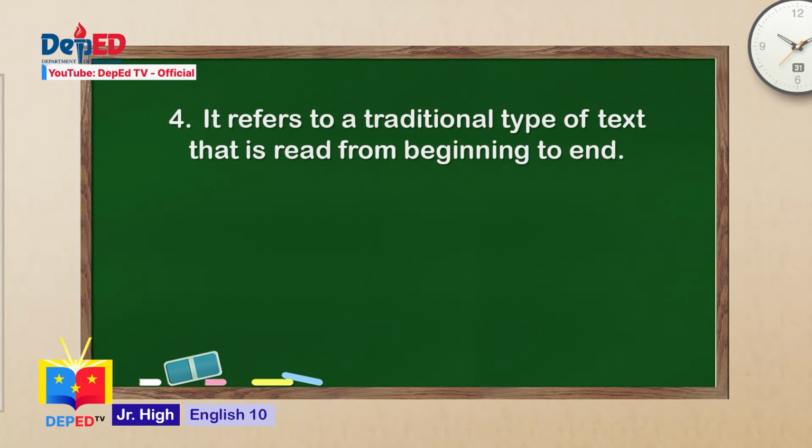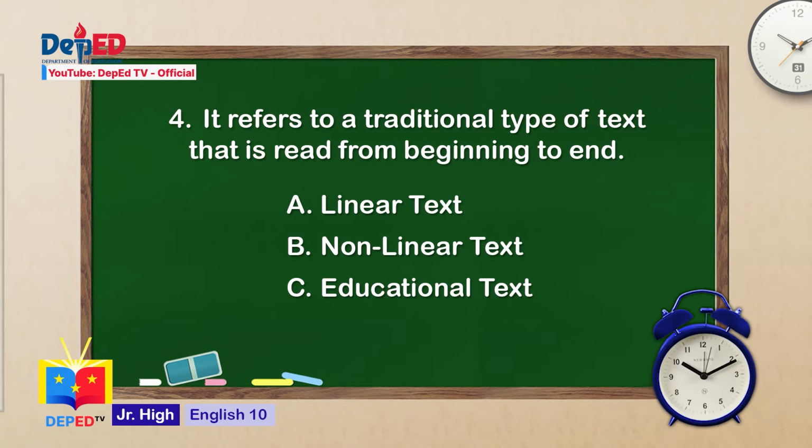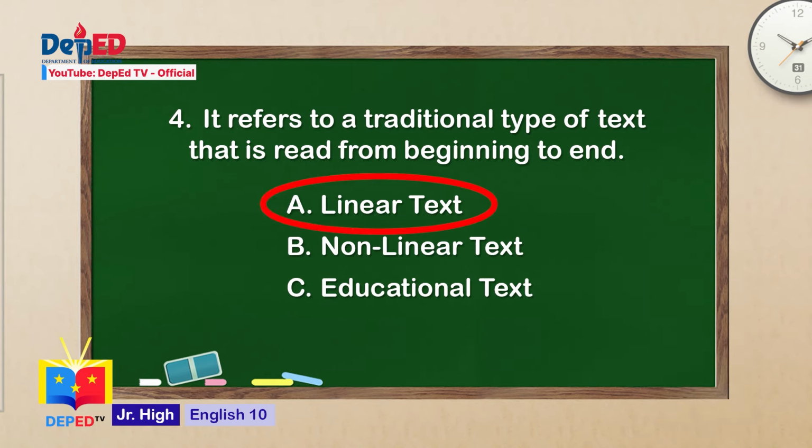Number 4, it refers to a traditional type of text that is read from beginning to end. Letter A, linear text. B, non-linear text. Or letter C, educational text. Fantastic! It's letter A, linear text.